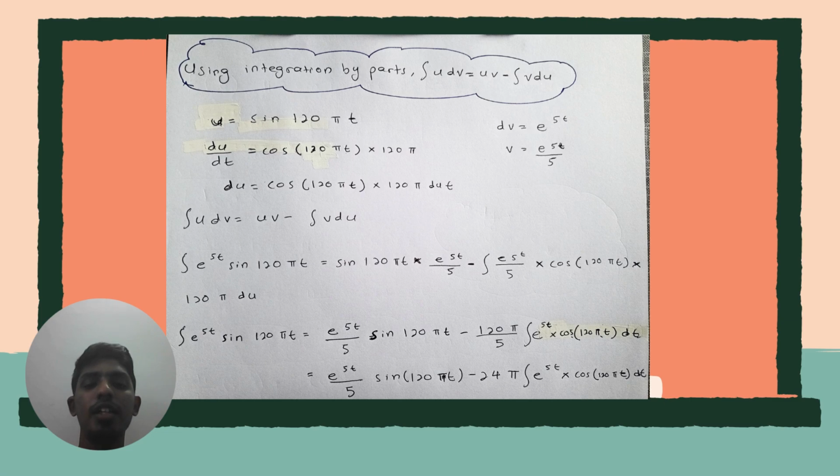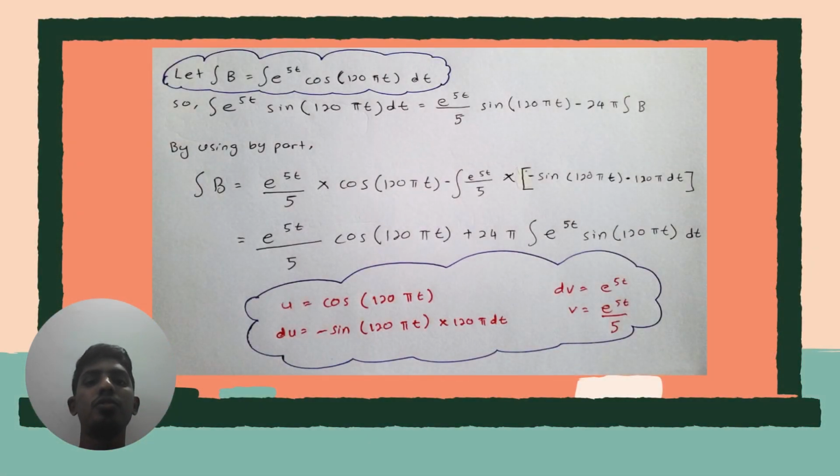Then you rearrange and simplify it. You will get exponent 5t over 5 sine 120 pi t minus 24 pi integral of exponent 5t times cos 120 pi t dt. But the most important thing, do not make careless mistakes on the IBP. For the next part, you let integral B equal integral of exponent 5t cos 120 pi t dt, and you write the equation of what you have done with the IBP.